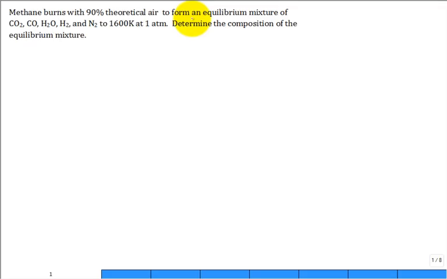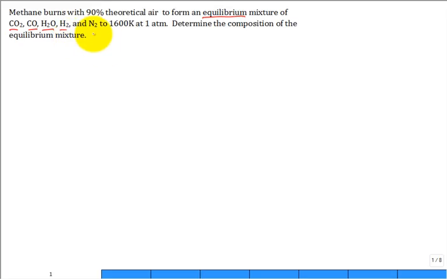So let's go ahead and solve this problem. We have methane, and it burns with 90% theoretical air. So there's not enough oxygen. And the oxygen comes from air, so air also has nitrogen with it. And it forms an equilibrium, that's a key word given the chapter that we're in, equilibrium mixture of carbon dioxide, carbon monoxide, water, and hydrogen. So all those will behave as ideal gases in equilibrium mixture.